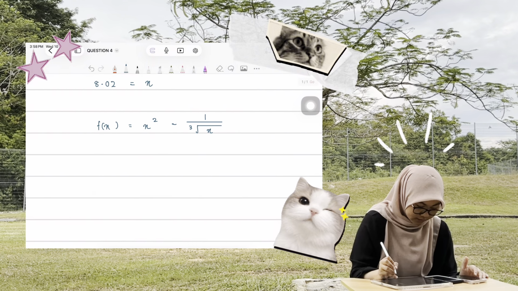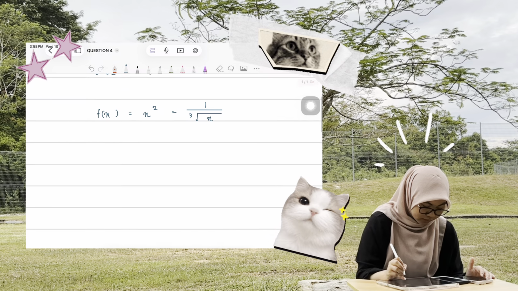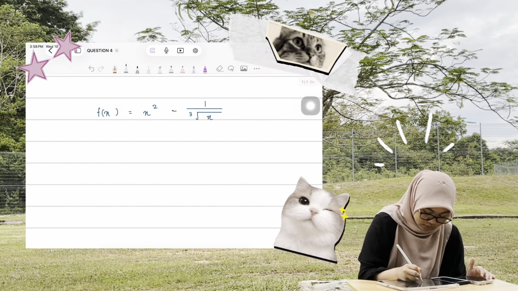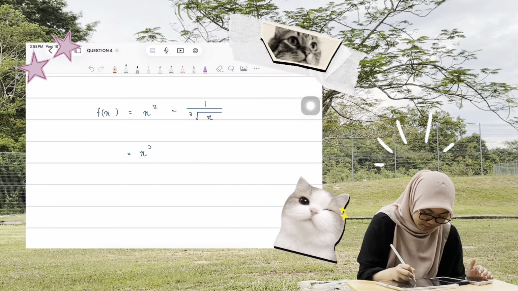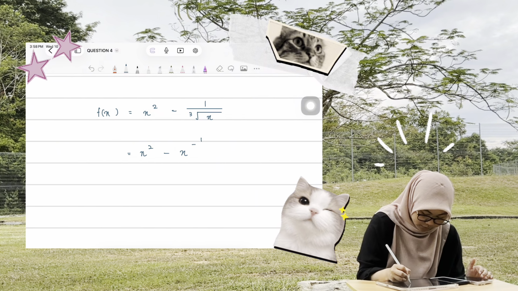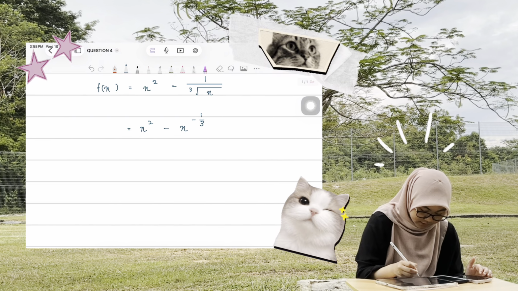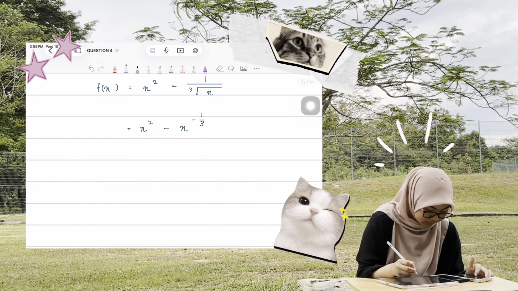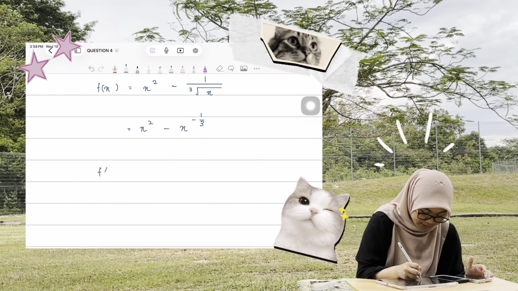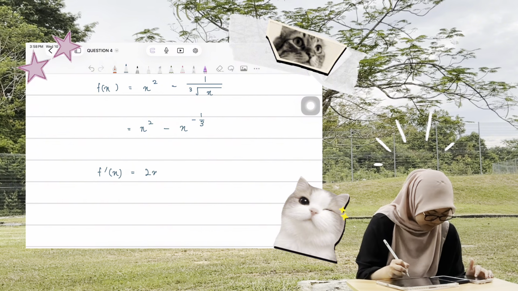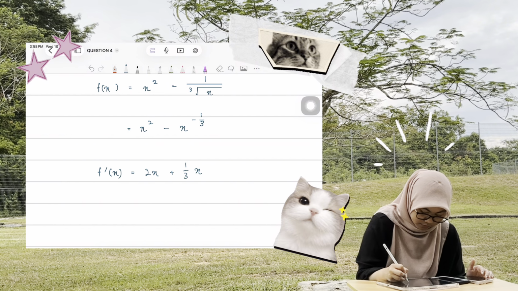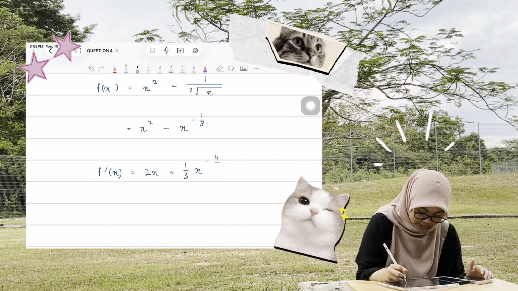To make differentiation easy, we must write the radical term using a negative fractional exponent. So it becomes x squared minus x to the power of negative 1 over 3. And then we can differentiate this. It becomes f prime of x equal to 2x plus 1 over 3 x to the power of negative 4 over 3.